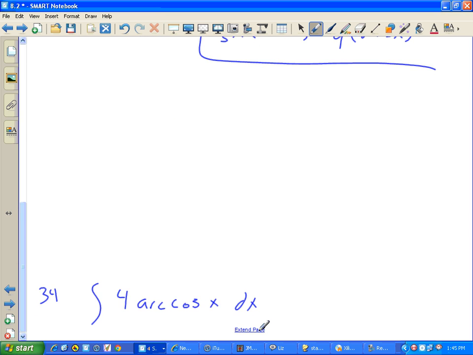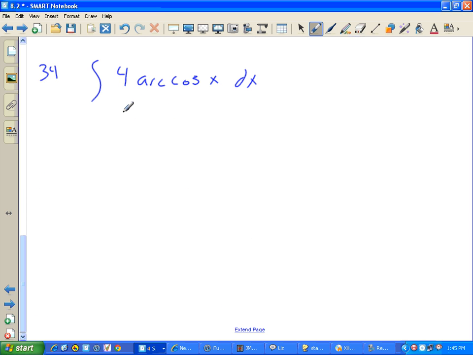Let's look at another example here. Here I've got 4 arc cosine of x. Now, even though this would be a very easy derivative, it would be 0, I don't know the integral of arc cosine. We don't have a formula for that. So I'm going to have to make this my derivative. That's going to have to be u.